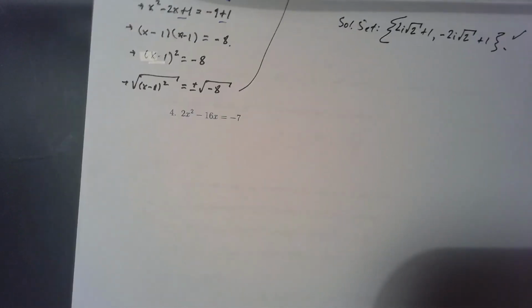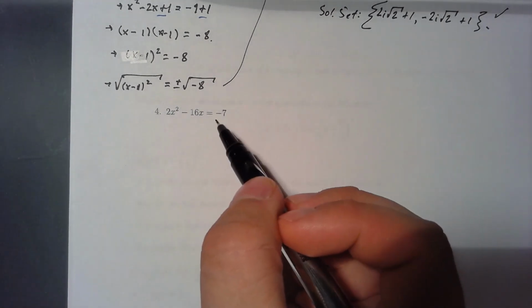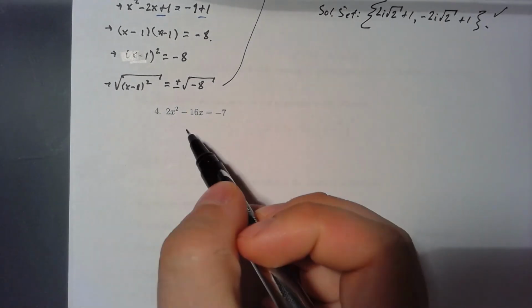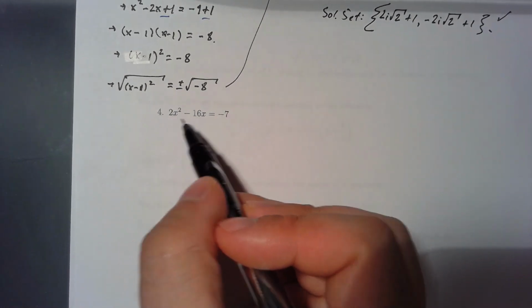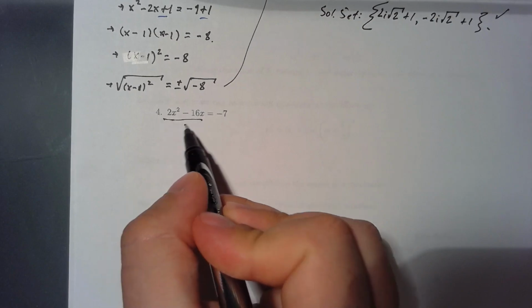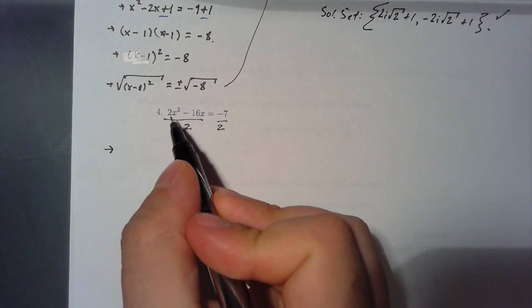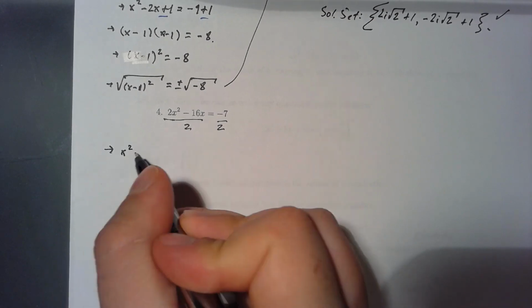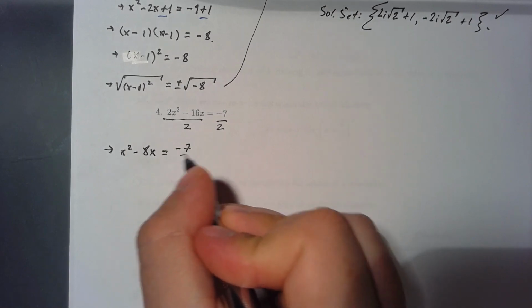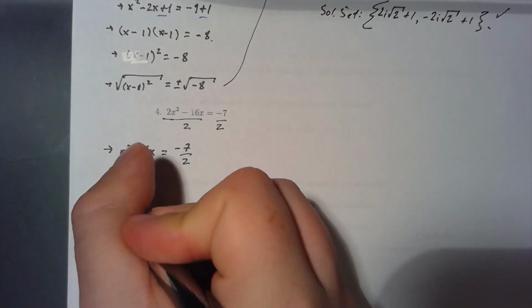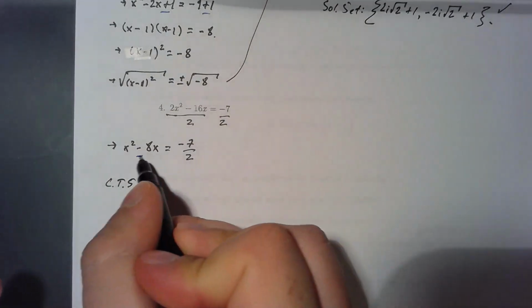That happens. All right. Now in this one, the C term was already brought over, so a little work was done for me already. So I could just go on to the next step. I could just look at the leading coefficient. It's 2. So I could divide through by 2. What you get is x squared minus 8x equals negative 7 halves. Complete the square. Negative 8.